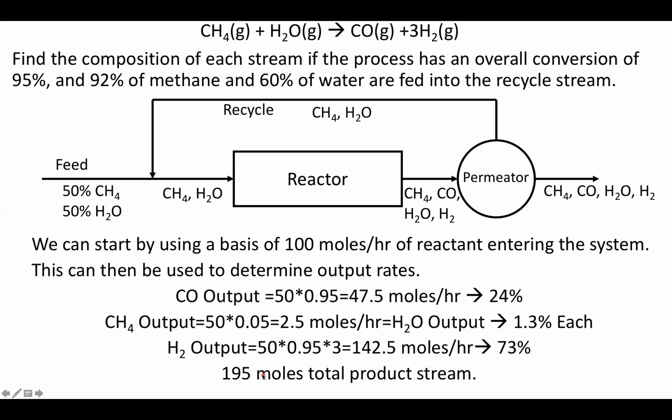One of the things to make note of, because this is a cleavage reaction where I have more products than reactants, it shouldn't be too surprising that the moles of products is almost twice that of the moles of my reactants. And then using the moles of each individual component and the total, we find that about 24% of my output is carbon monoxide, about 1.3% of it is methane and water respectively, and most of my product, a little over 70%, is going to be hydrogen, which again is usually what we're after in a steam reforming reaction.